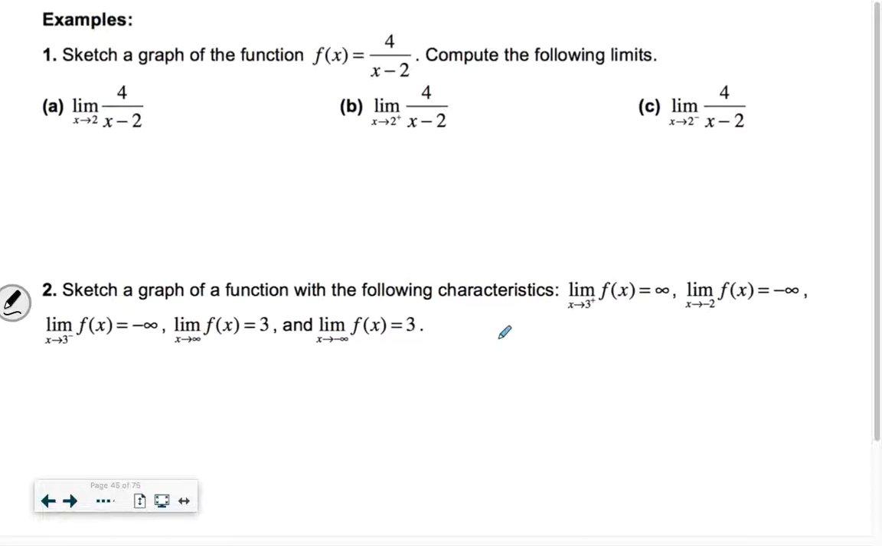Yeah, Kyle? You wouldn't have both. It would just have one, but yeah. That would be really tricky. Hopefully they don't.